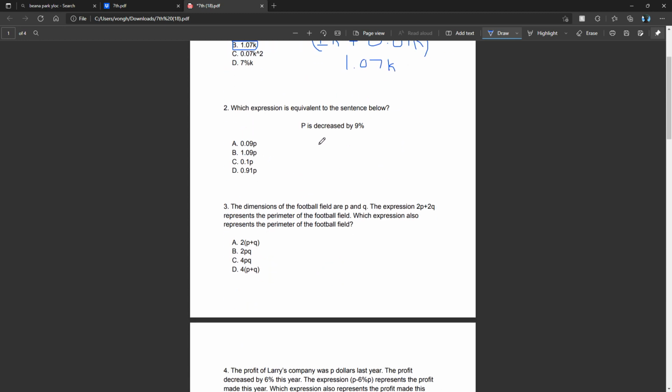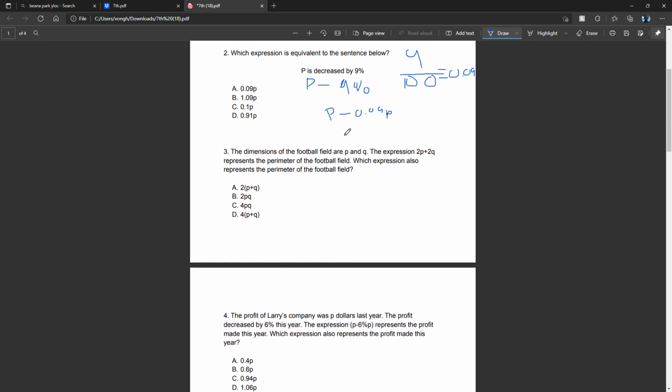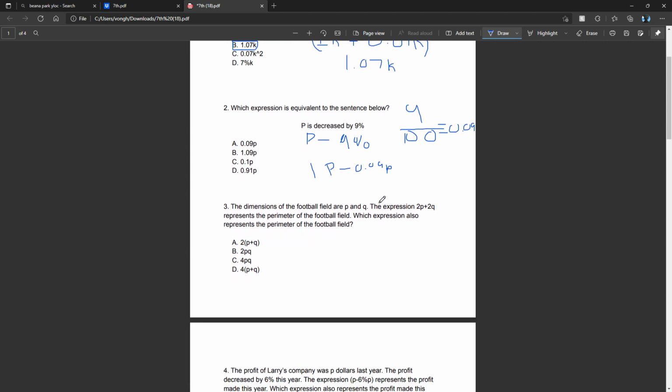P is decreased by 9%, so if we write it out, P minus 9%. But we have to convert this 9% into a decimal. To convert it to a decimal, you divide 9 by 100 to get 0.09. Now we have P minus 0.09P. We put a P there because it's decreased by 9%, so P is the whole, and the variable for 0.09 would be P. Then let's put a 1 there, and you should get 0.91P, which is D.